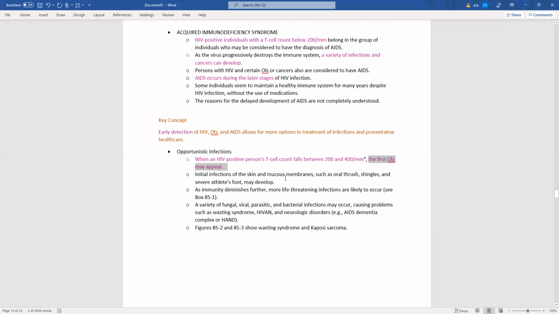Initial infections of the skin and mucous membranes, such as oral thrush, shingles, and severe athlete's feet, may develop. Wow. Initial infections of the skin and the mucous membranes, such as oral thrush, shingles, and severe athlete's feet, may develop. Ain't that something? I'm going to highlight it.